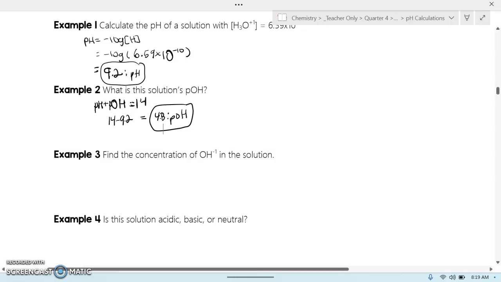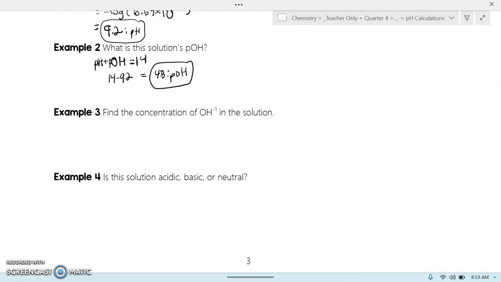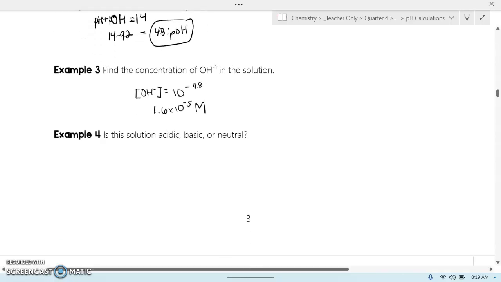Find the concentration of OH. So if we have pOH, then we can work backwards to find our concentration of OH, knowing that it's 10 to the negative pOH. So put that in your calculator, and we get 1.6 times 10 to the negative fifth concentration. Remember, that's measured in molarity.